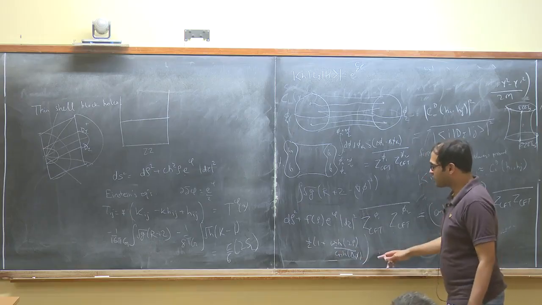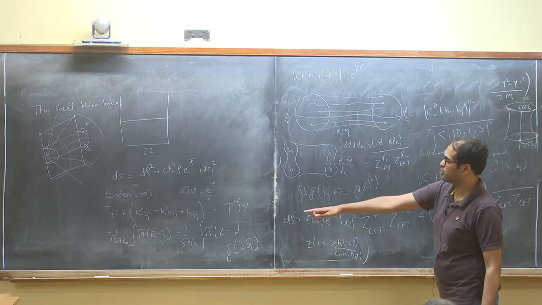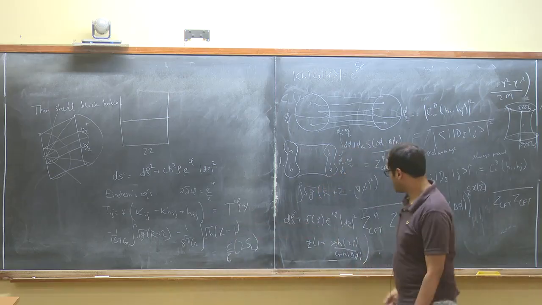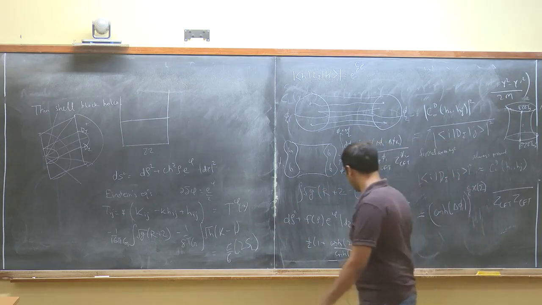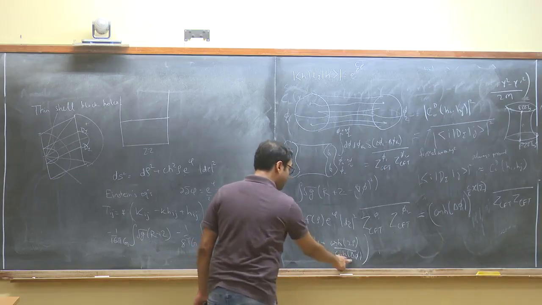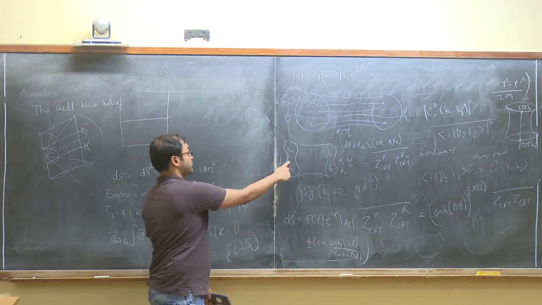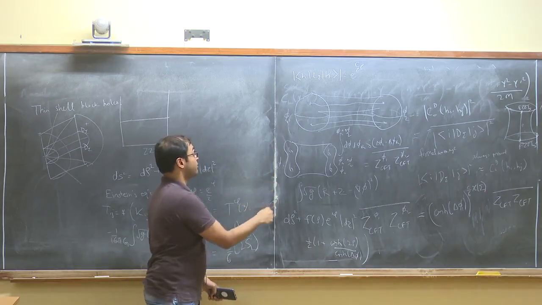So I can compute the action, just like how I computed the action for these kind of wormholes, and it very nicely turns out that this deformation only couples to the topology of the Riemann surface. It doesn't couple to the moduli.